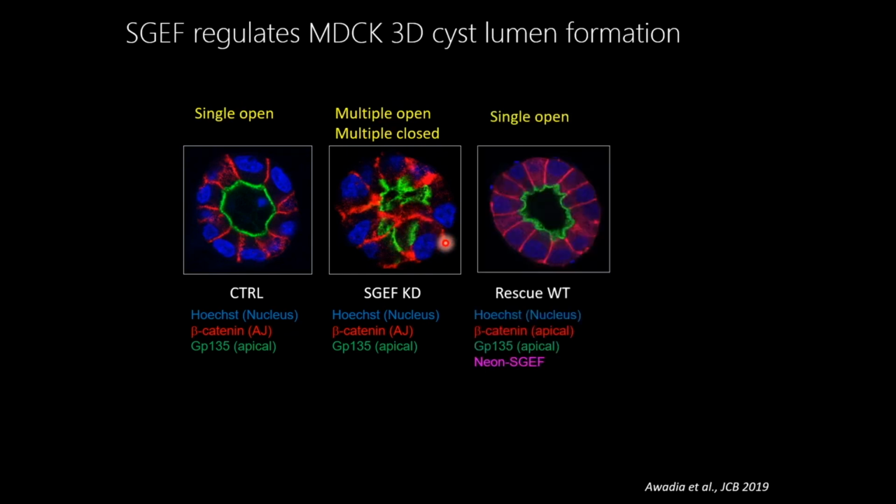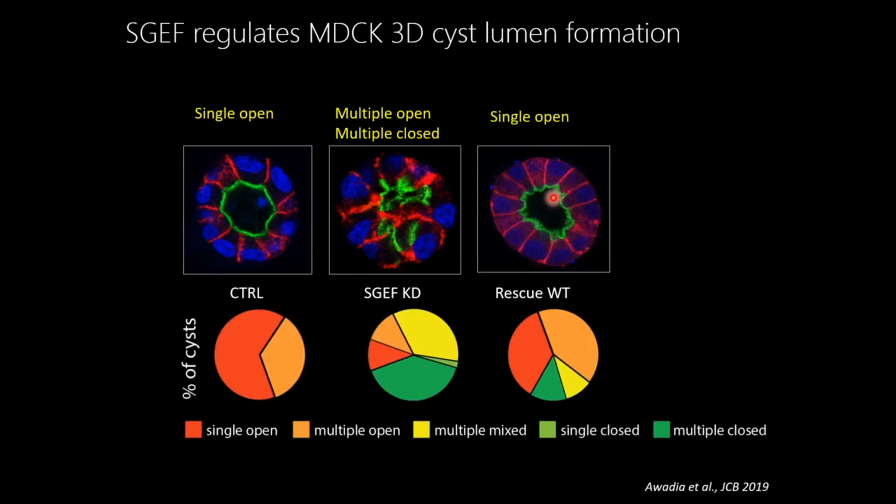We can rescue this if we put back our wild type SGEF. We go back to a single open lumen. We can also quantitate this, and we show that most of the cysts in control have open lumens. Very few of the SGEF knockdown cells have open lumens, and then we can rescue these pretty nicely if we put back wild type SGEF.